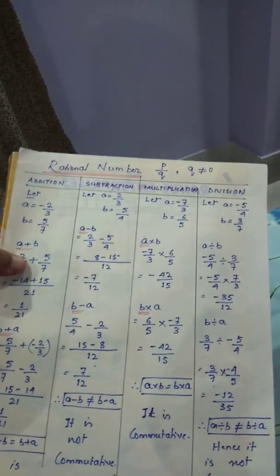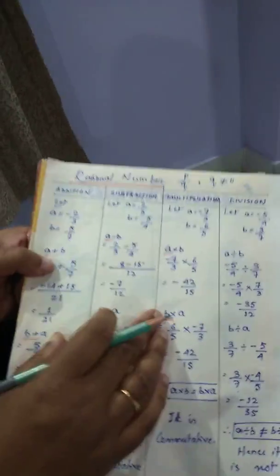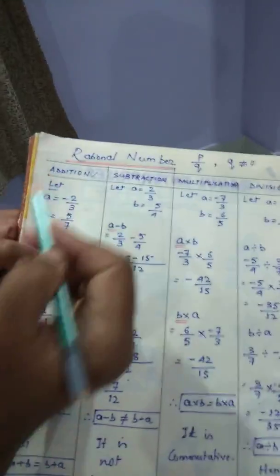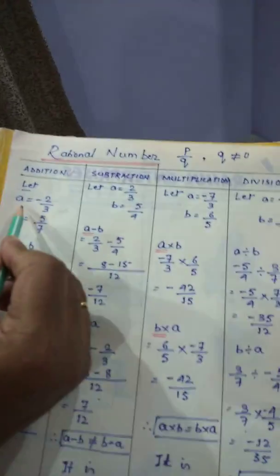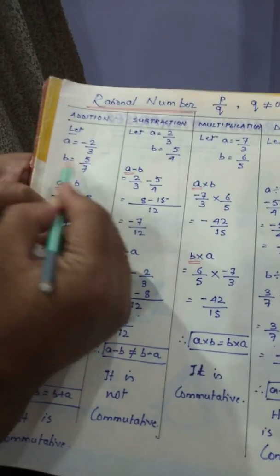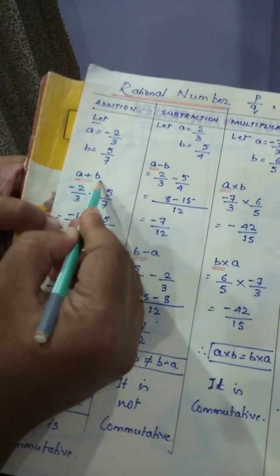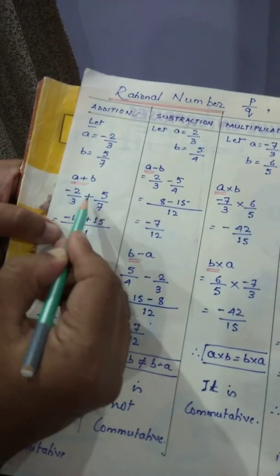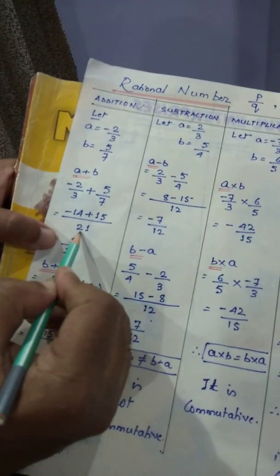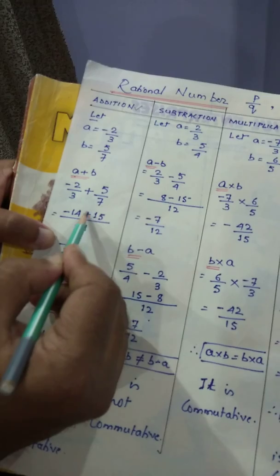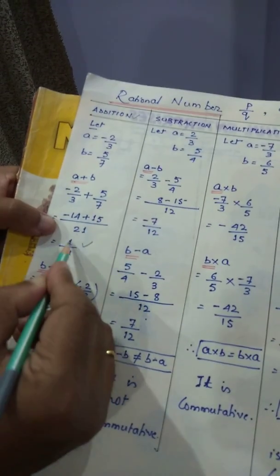For rational numbers, let's see the first operation, that is addition. I have taken A as minus 2 by 3 and B as 5 by 7. So when we do the first operation as A plus B, that is minus 2 by 3 plus 5 by 7, LCM would be 21. We'll get minus 14 plus 15. The answer is 1 by 21.